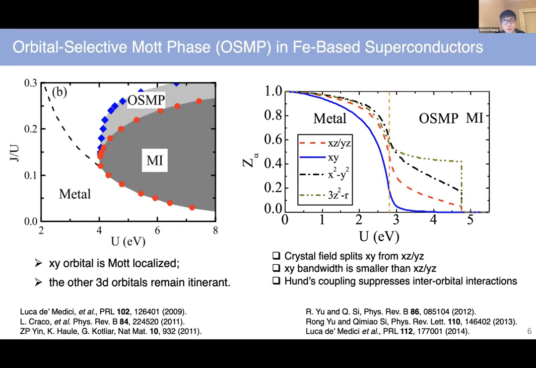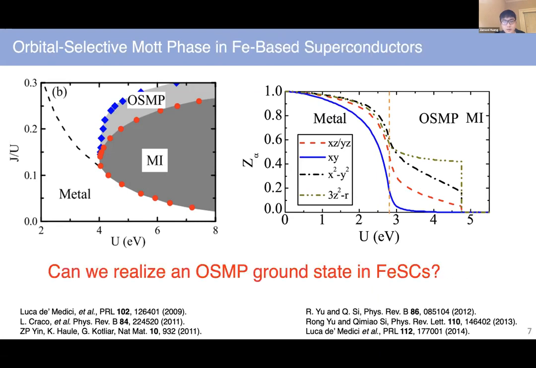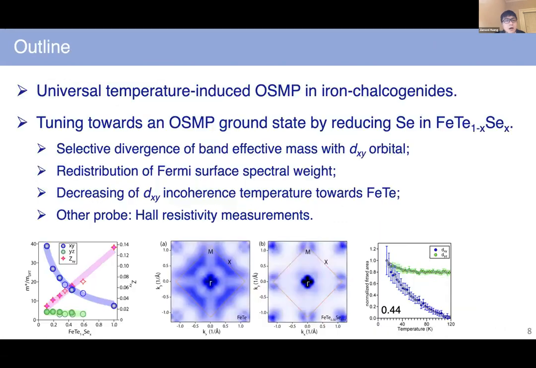With all this, we should ask the question: can we really realize an orbital-selective ground state in the iron-based superconductors? In the following talk, I will persuade you that we really find that iron tellurium is in proximity to the orbital-selective Mott ground state, by first presenting to you the universal OSMP crossover induced by temperature.